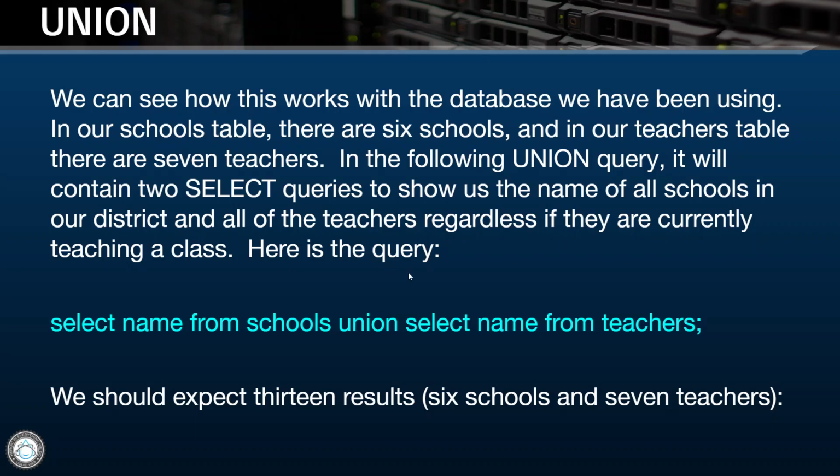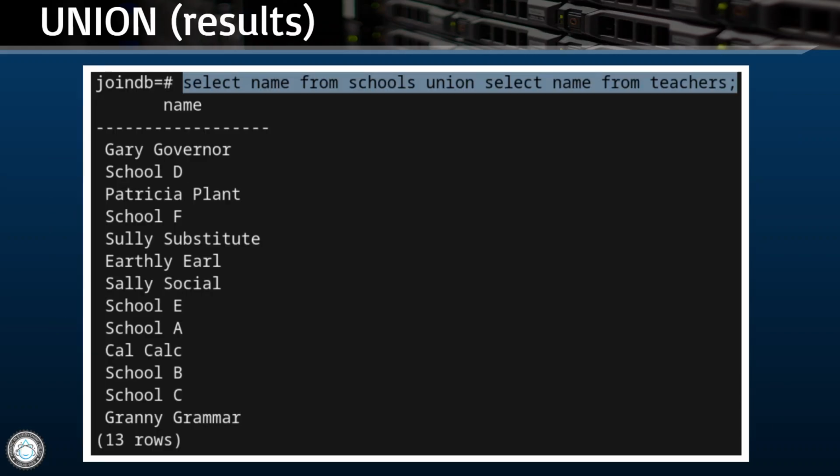We're going to select all the names from the school table. We're going to do a union with the select query, and we want to see the names from all the teachers. So when we looked at our tables before, we know that there are 6 schools and 7 teachers. So when we run our union query, we should expect 13 results, or 13 names.